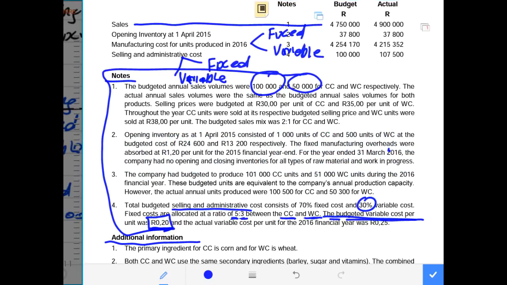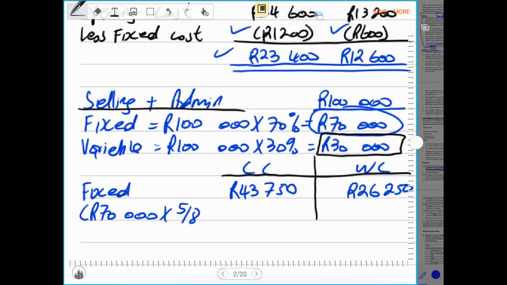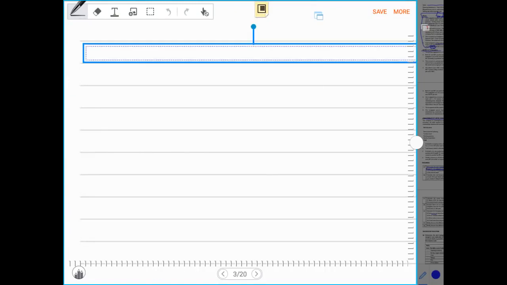So now we are calculating the variable portion. Remember, our variable selling is a total of 30,000. So now when we split the variable component, it has to give us obviously the same total of 30,000. So now we are still under selling and administration, the variable part.